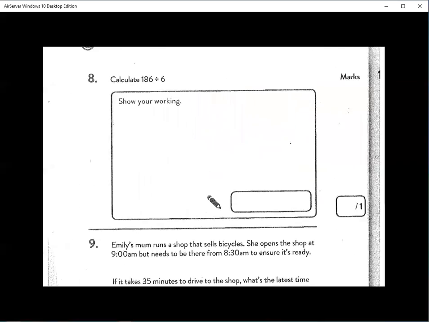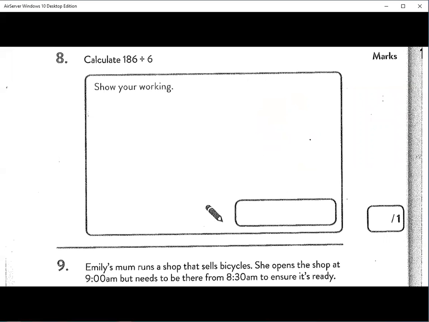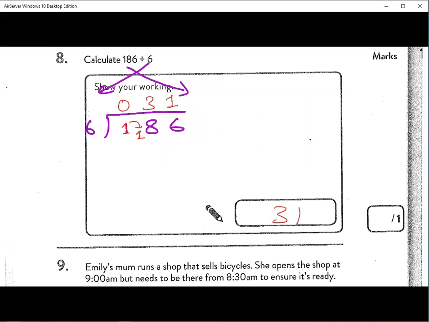Okay. Can I do this? Okay. Minil, go. Is that Minil? Yes. Go on. So you have to do 186 in a bus stop method. So which part goes outside the bus stop? Six, and then 186 goes inside. Okay, go. So six goes into 1 zero times, so you write a 0 there. And then six goes into 18 three times, so you write a 3 there. Then 6 goes into 6 once. Remember, when 6 doesn't go into 1, the whole 1 becomes the remainder. So remember that technique. So the answer for that is straightforward, 31.